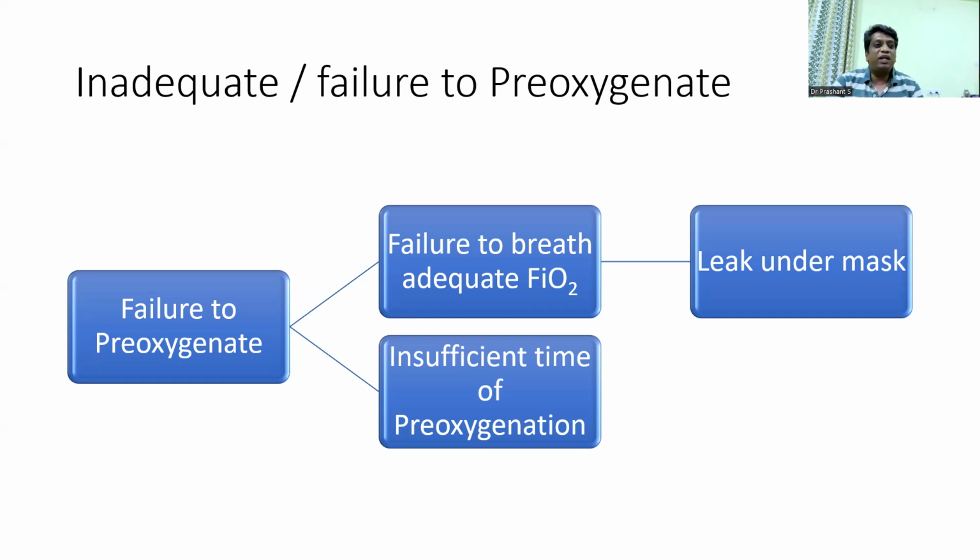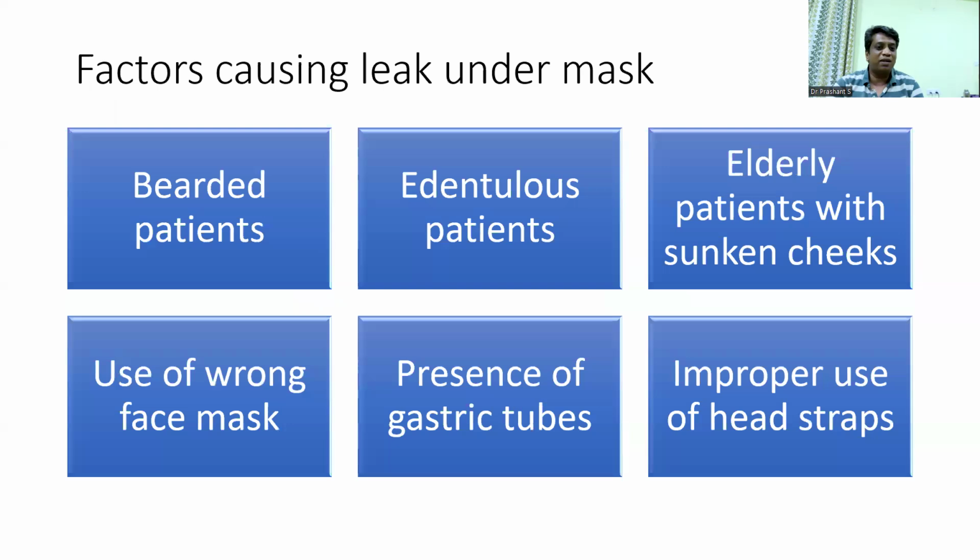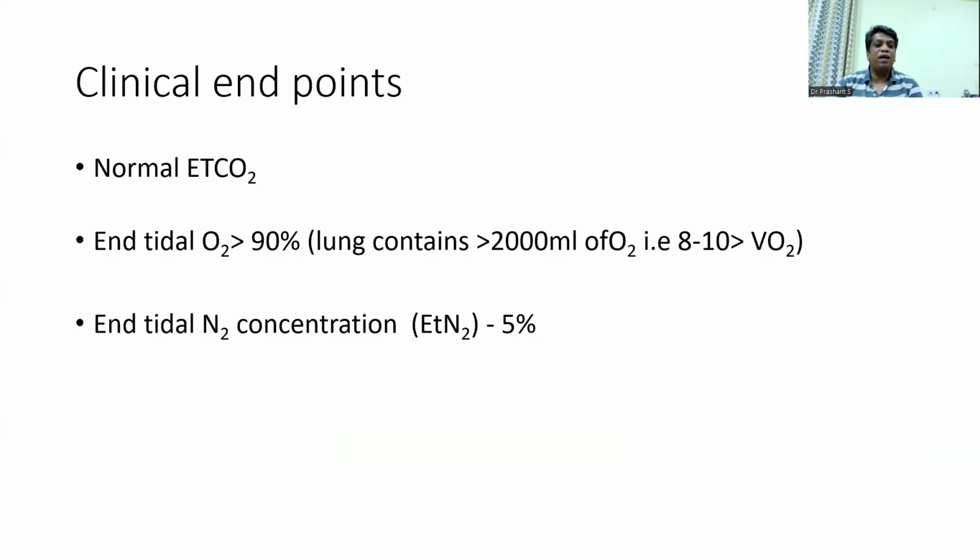Suppose we are unable to achieve the desired fraction of inspired oxygen, the commonest cause will be a leak under the mask. For the leak under the mask, there are a few correctable causes, like the patient may be having a beard, an edentulous patient, elderly patients with sunken cheeks, use of the wrong face mask, or the presence of an NG tube, or we are not using proper head straps for adequate sealing.